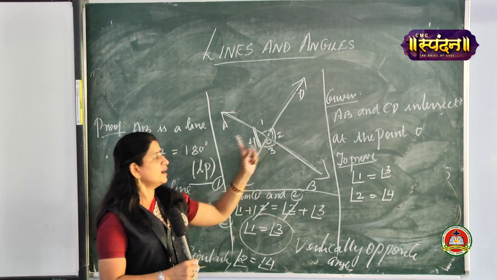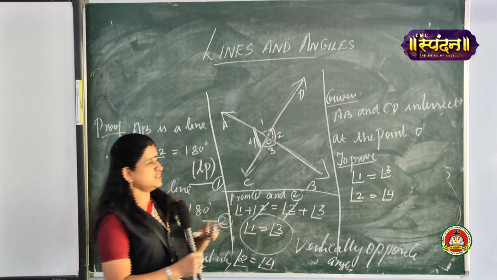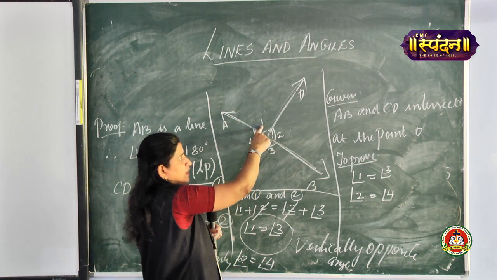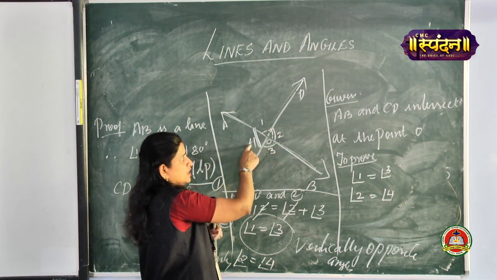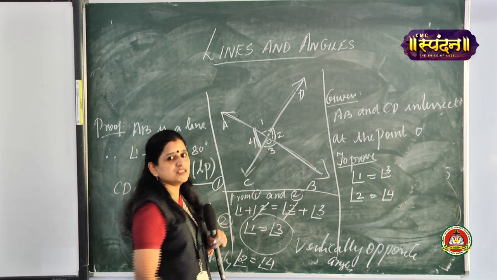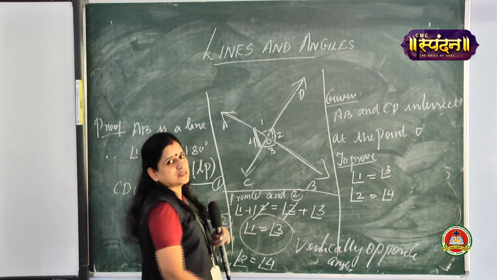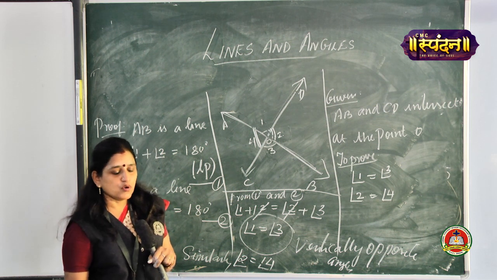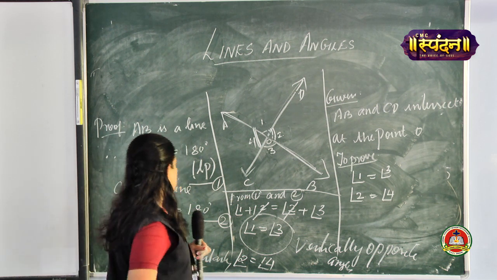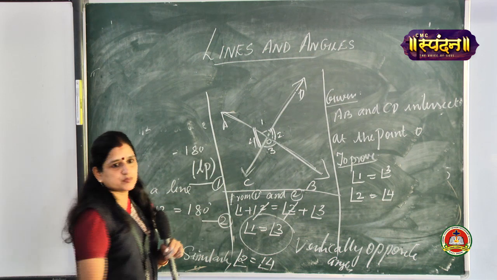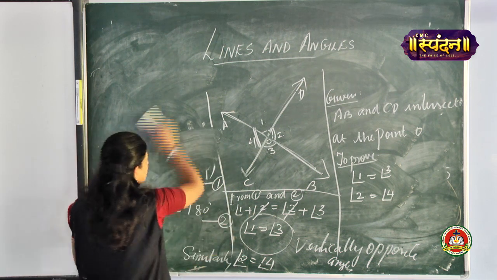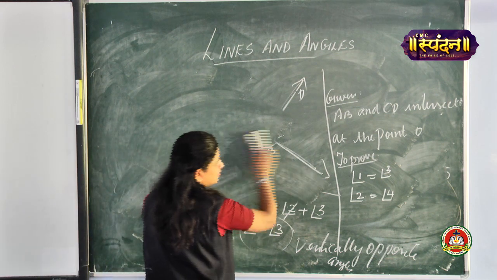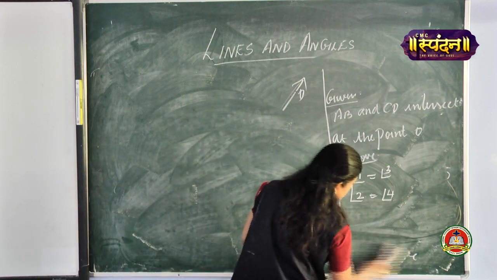Similarly, we can prove angle 2 is also equal to angle 4. You can easily prove this since this is a linear pair. If I subtract angle 1 from 180, I will get angle 2. If I subtract angle 3 from 180, I will get angle 4. As these two angles are equal, we can directly say angle 2 is also equal to angle 4. So, let us move on to exercise 6.1, which is based on this concept, that is linear pair and vertically opposite angles.